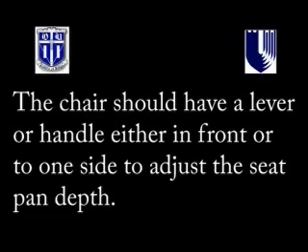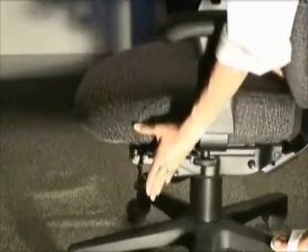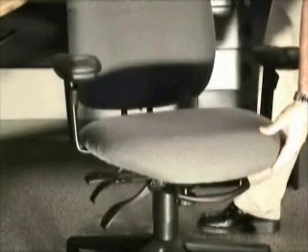The chair should have a lever or handle either in the front or to one side to adjust the seat pan depth. This is an example of a lever on the side, and this is an example of a lever on the front.